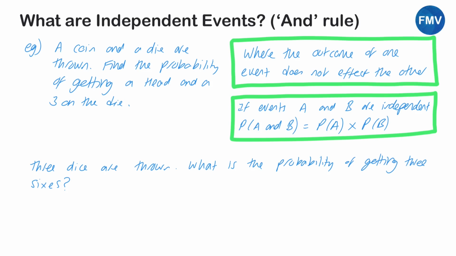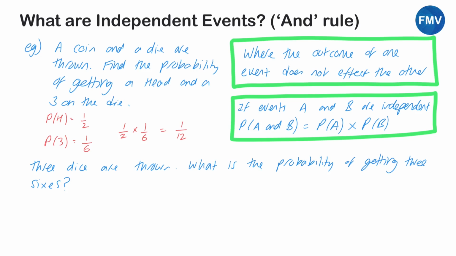In this first question, a coin and a die are thrown. So they're two separate things. Find the probability of getting a head and then also the probability of getting a three. Well, we know the probability of a head on a coin is 1 out of 2, and we know the probability of getting a 3 on a die is 1 out of 6. They are independent. What we can do now is multiply those two events together. So the chance of getting a head and a 3 are a half multiplied by 1/6, and that gives us 1 over 12. So there's a 1/12th chance of getting a head and a 3.